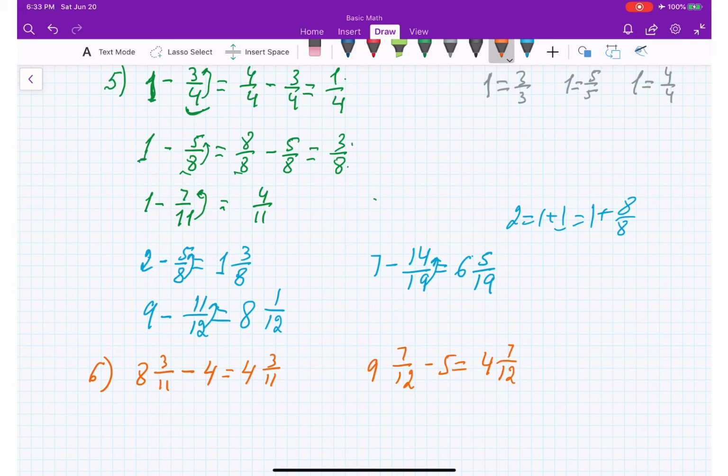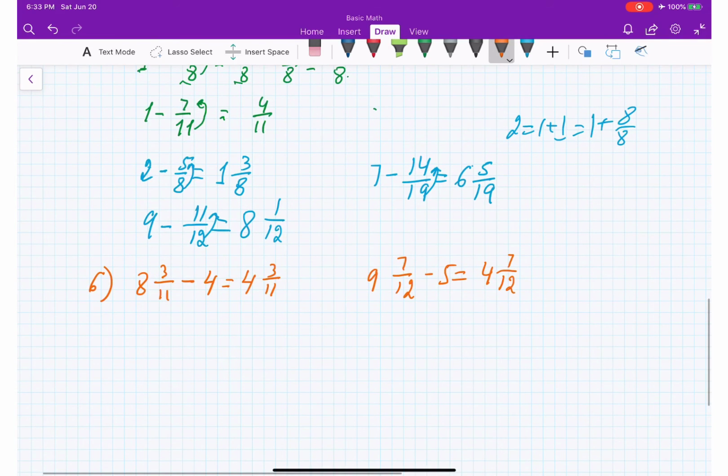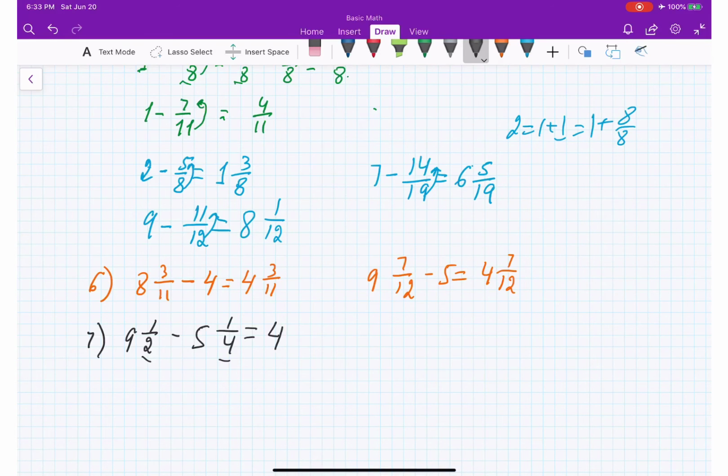I'm going to take 9 and 1/2 minus 5 and 1/4. So 9 minus 5 is going to be 4, and we are looking for a common denominator between 2 and 4. It's going to be 4, right? So 4 divided by 2 is going to be 2. 4 divided by 4 is 1. So what we get, 2 times 1 is 2, and 1 times 1 is 1. And the answer is 4 and 1 over 4.